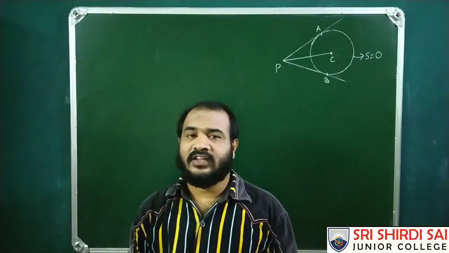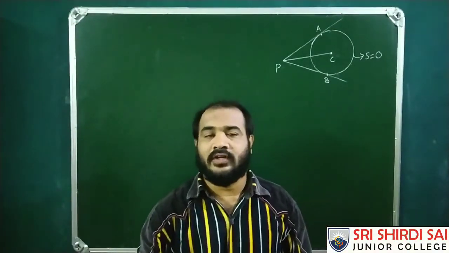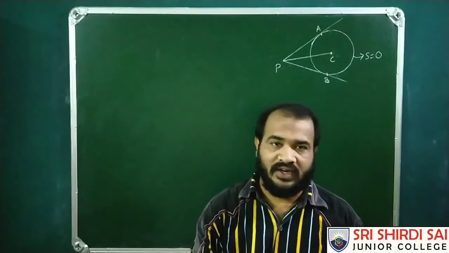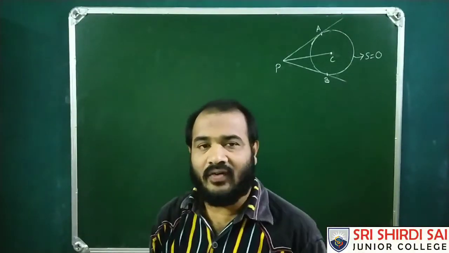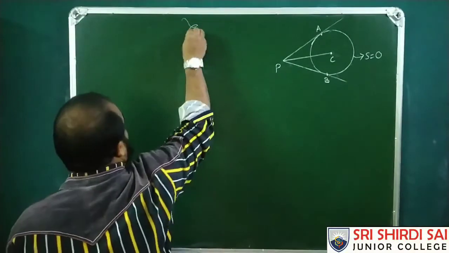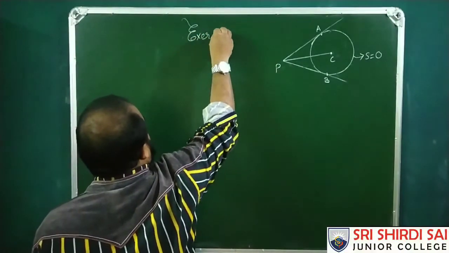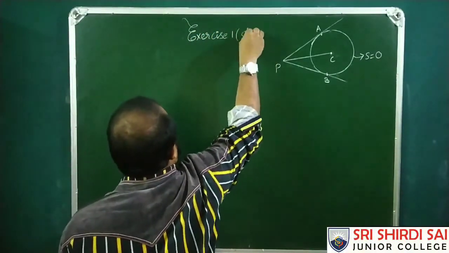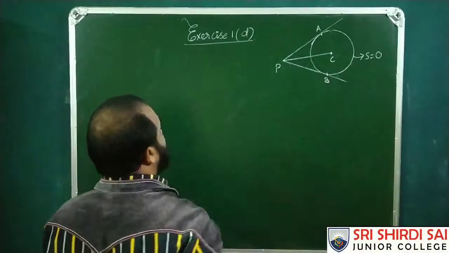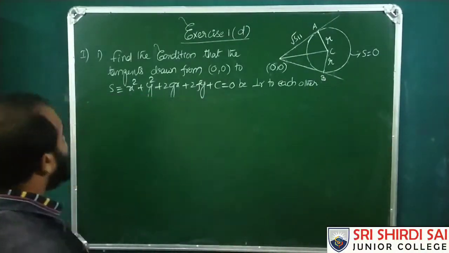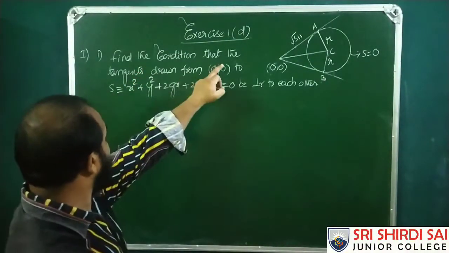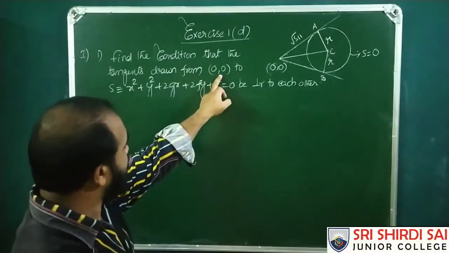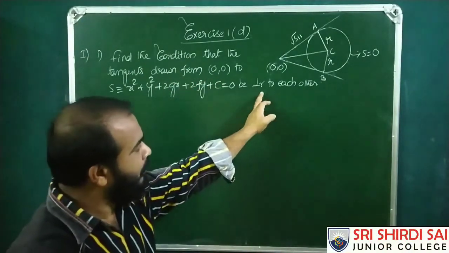So we have discussed all the concepts that are important for exercise 1D. So let us start exercise 1D. The question is, find the condition that the tangents drawn from (0, 0) to S be perpendicular to each other.